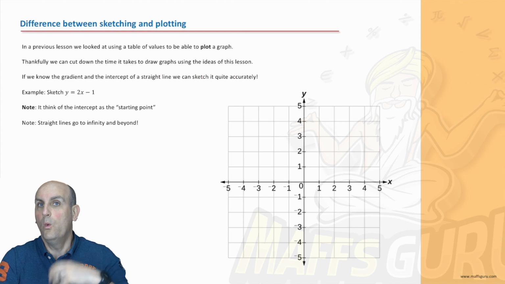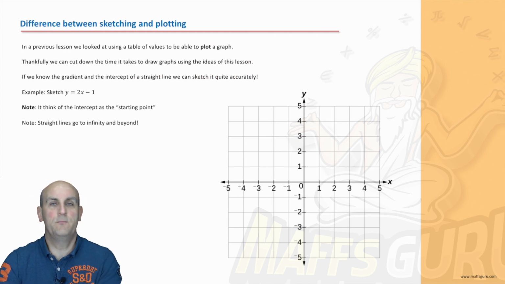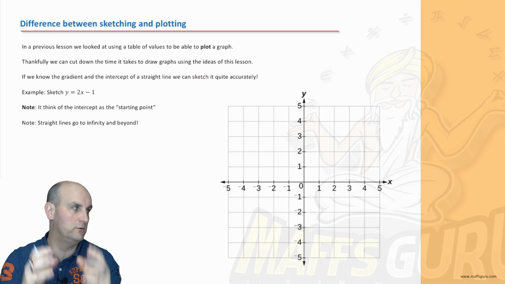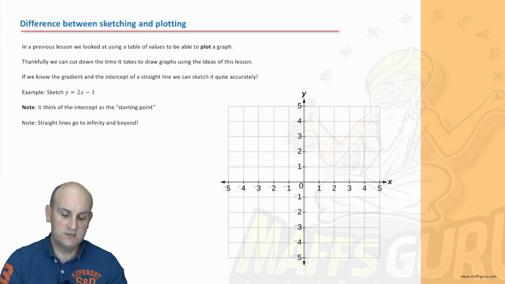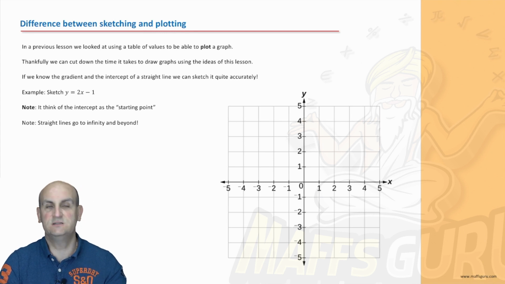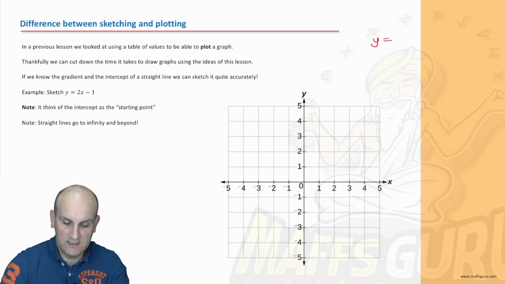Now, what is the difference between sketching a graph and plotting a graph? We've already found out if we have an equation, we can do a table of results, we can plot the graph, too boring. Don't want to do that in any way, shape or form. What if we can actually do this in a simpler way? Well, believe it or not, I think of the equation of a straight line as a funky thing like here. So y equals 2x minus 1.